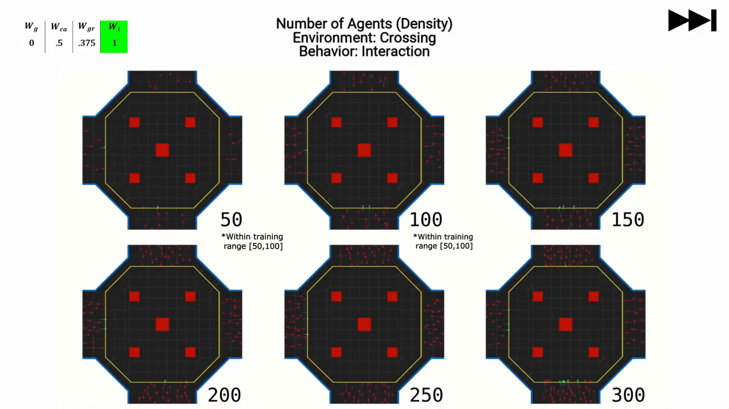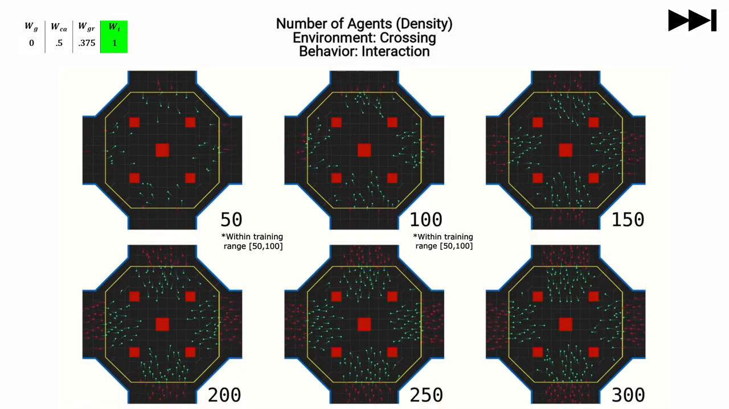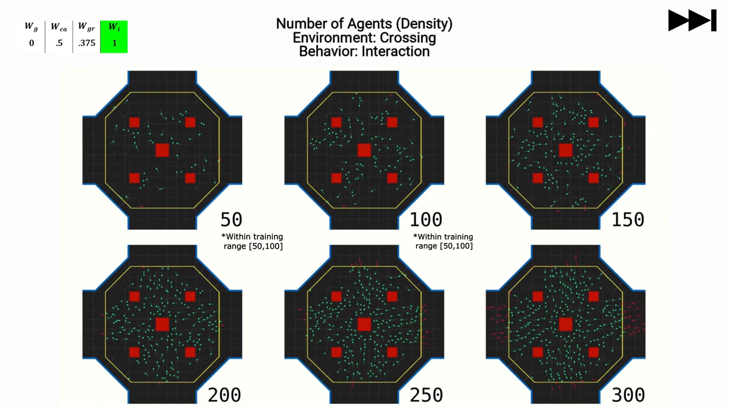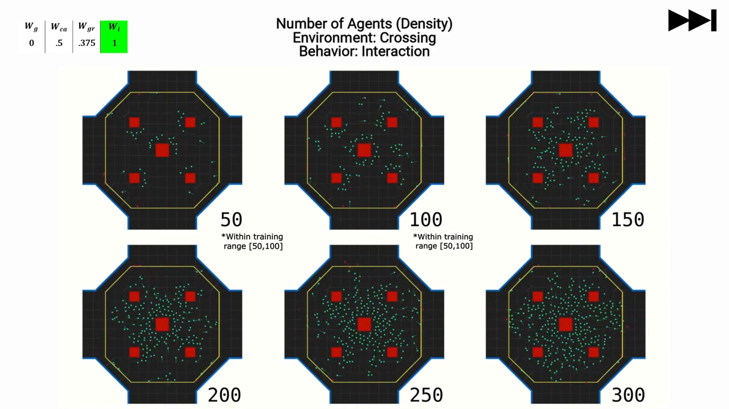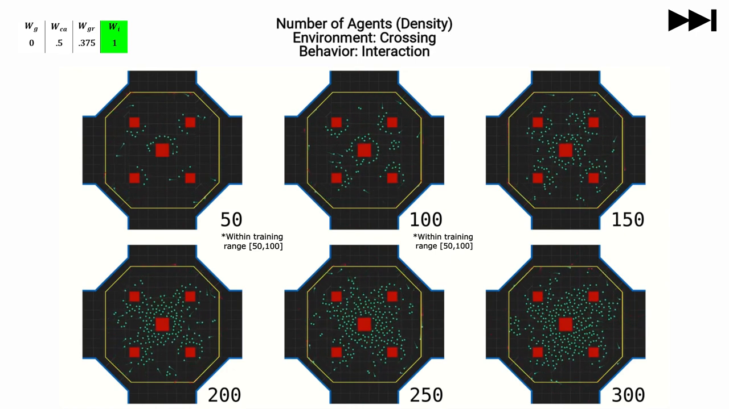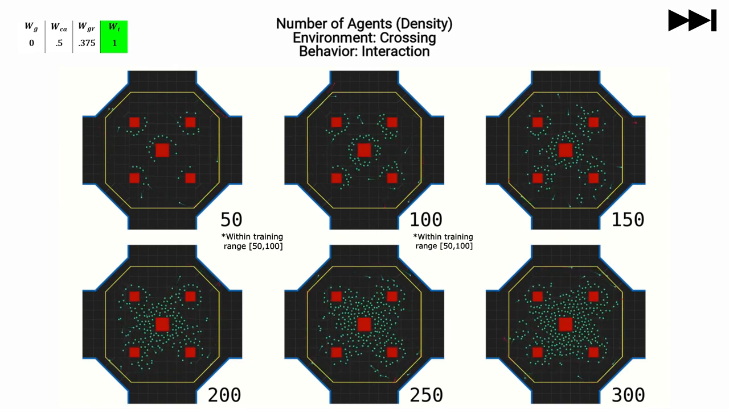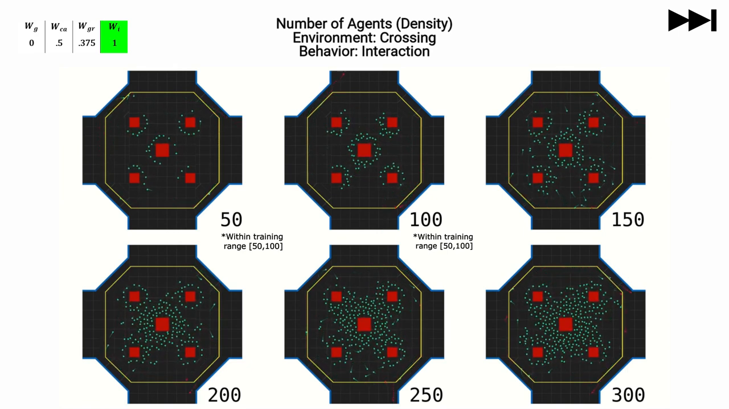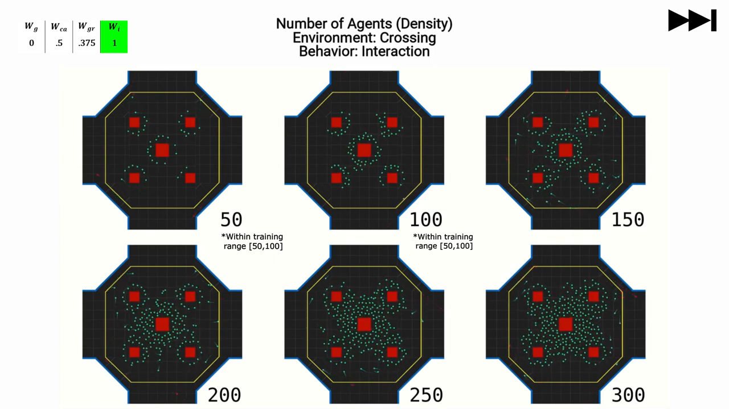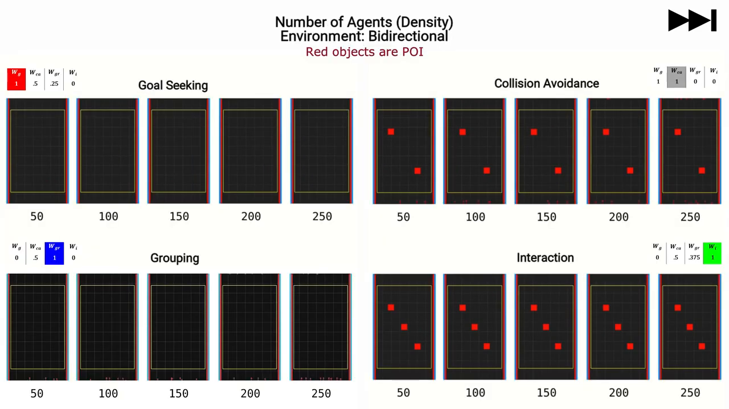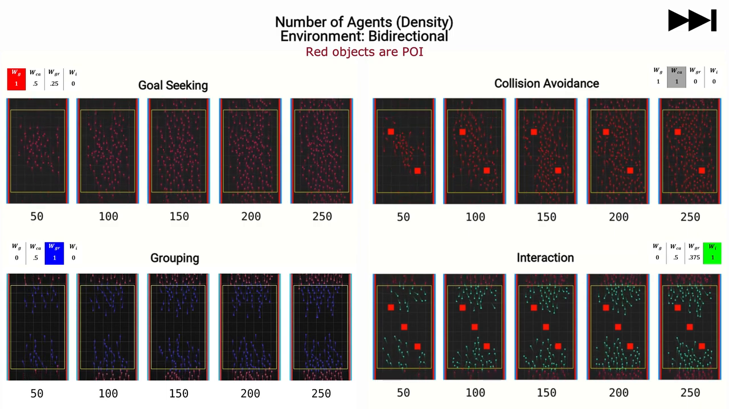We further stress test our framework by introducing situations not seen in training, such as the increased density of agents. In general, our system manages to reflect the effect of the profiles at this larger scale. We illustrate the effect of density on the individual behaviors.